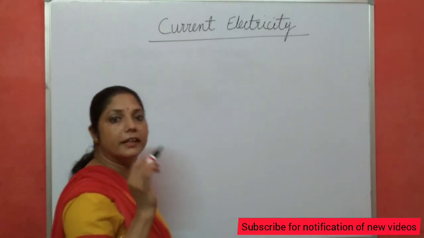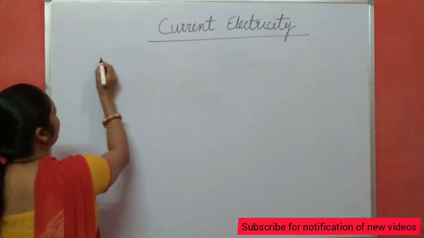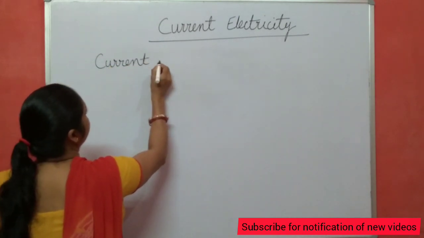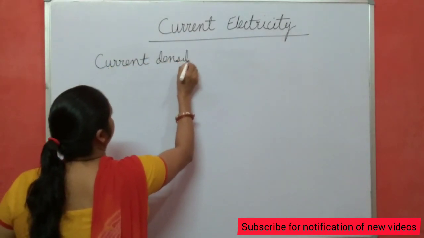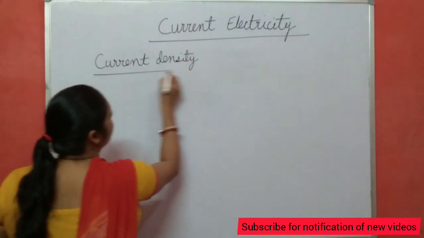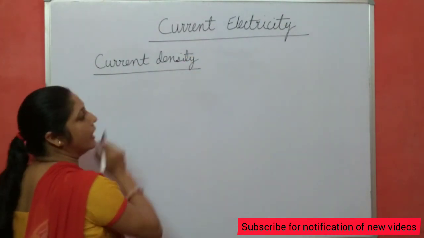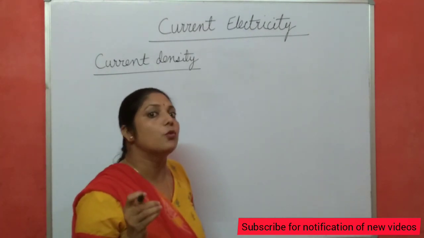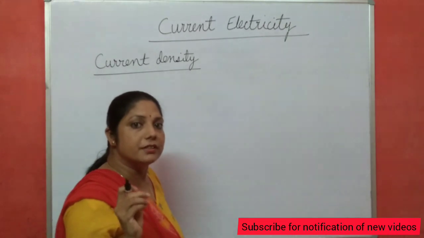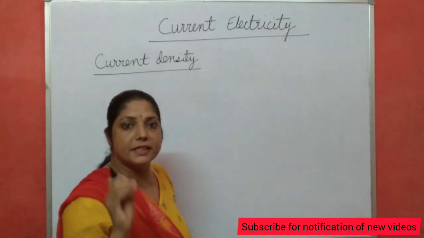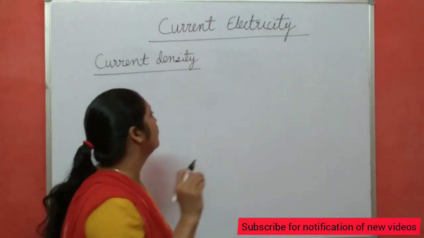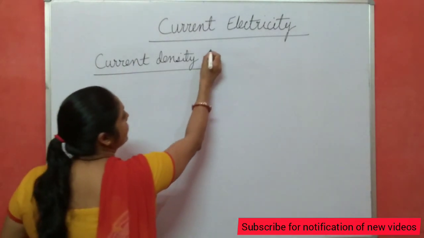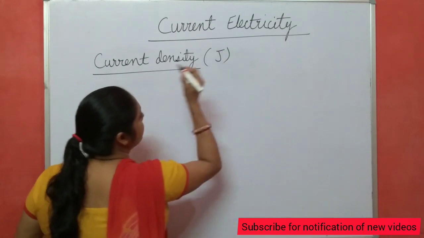But before starting that one, you must know one important quantity that is called current density. You know about current. Current is a scalar quantity. But in physics, we need some quantity like current, which is a vector, which represents direction of current. For that purpose, we use current density. It is denoted by capital J.